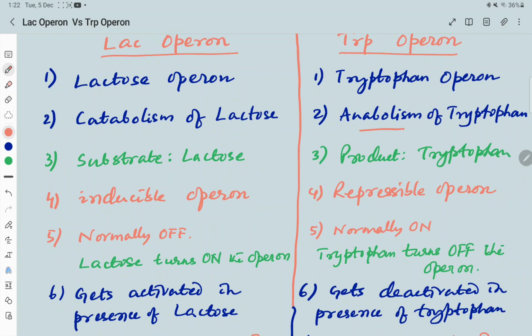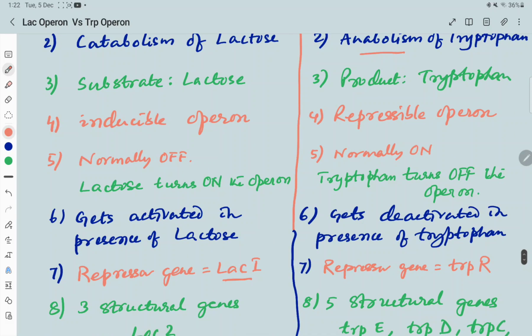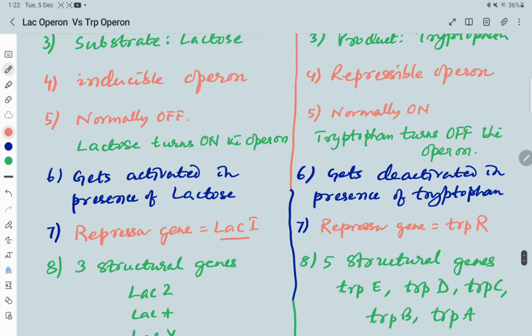Lac operon is lactose operon, TRP operon is tryptophan operon. Lac operon, catabolism of lactose; TRP operon, anabolism of tryptophan. In the lac operon, the substrate is lactose; in the TRP operon, the product is tryptophan. Lac operon is an inducible operon, TRP operon is a repressible operon. Lac operon is normally off, and lactose turns on the operon, and TRP operon is normally on, tryptophan turns off the operon. That means the operon gets activated in presence of lactose in case of lac operon.